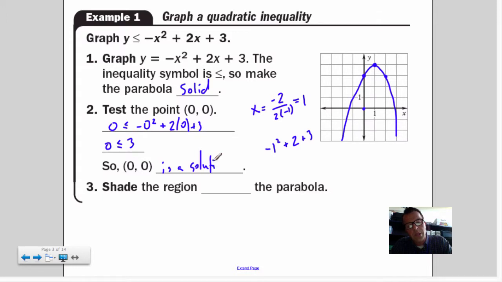And so I want to shade the area that has solutions, right? So I'm going to shade inside. And so finally here, if I come over and do a nice shading, this would be the solution, the parabola, and then shade the inside.